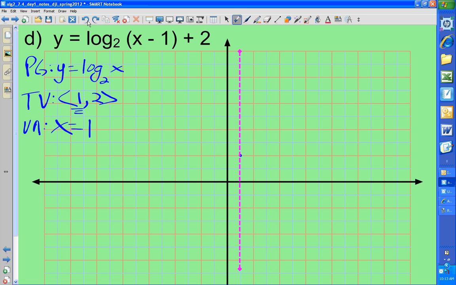First point, right 1/2, down 1. Right 1, up 0, right 2, up 1. So we come off the wall, and we look like that. If you want to put some more points in there, that's fine. I only need the 3.